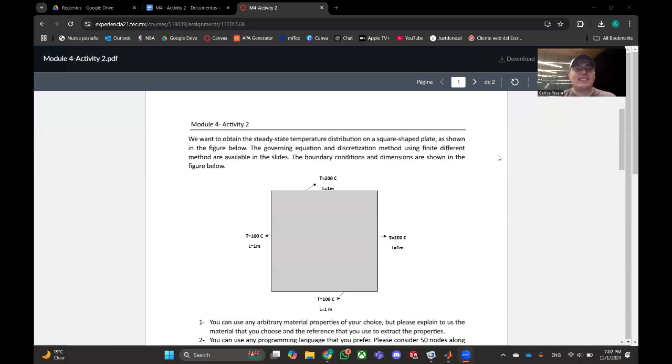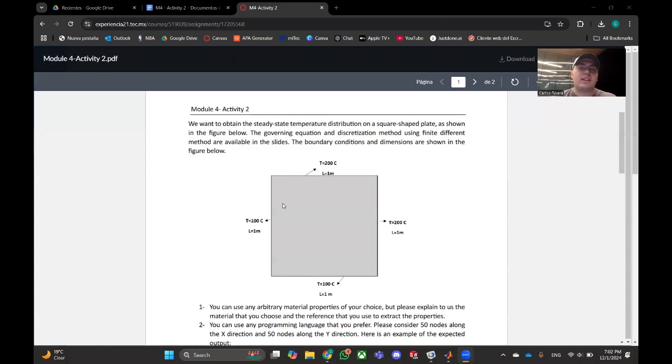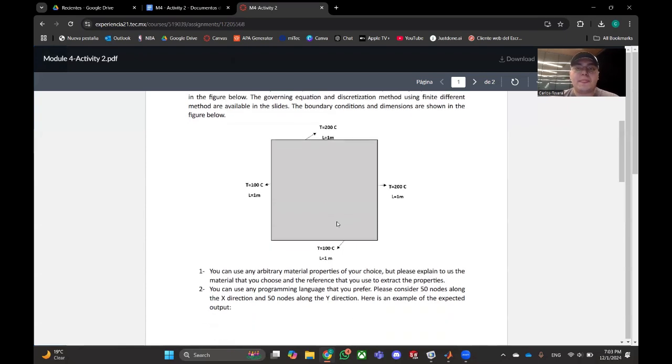Hi, my name is Carlos Rivera, and this is my video for Module 4 Activity 2, where we had to use MATLAB and COMSOL to analyze a plate like this one that's 1 meter length on each side. It has two different temperatures, and we had to see how the temperature changed inside this plate, and we could choose whatever material we wished.